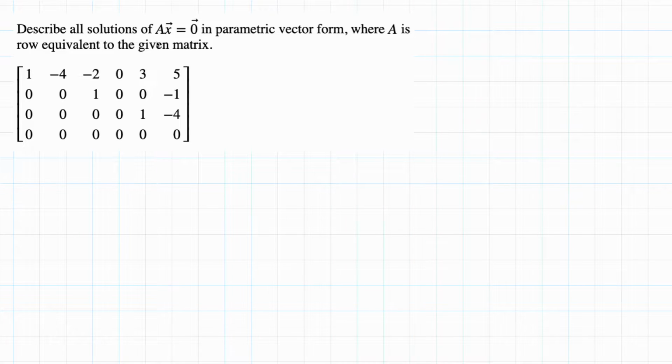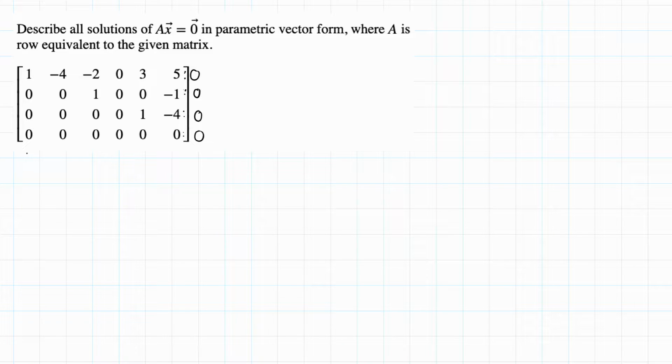Describe all solutions of Ax equals 0 in parametric vector form, where A is row equivalent to the given matrix. So this is just A, but we are solving Ax equals 0. Okay, so here we have the situation Ax equals 0. So basically here is a 0 containing one more row. I can just keep there 0, 0, 0 and 0.